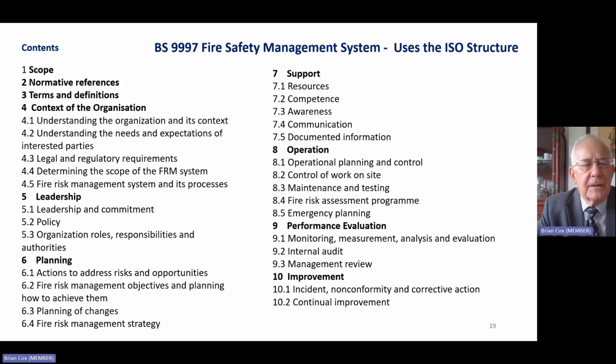So here's the contents list from the Fire Safety Management System BS 9997. And you can see they use the ISO structure, and the headings are context of the organization, leadership, planning, support, performance evaluation and improvement. And it covers all the same topics under those ISO headings.